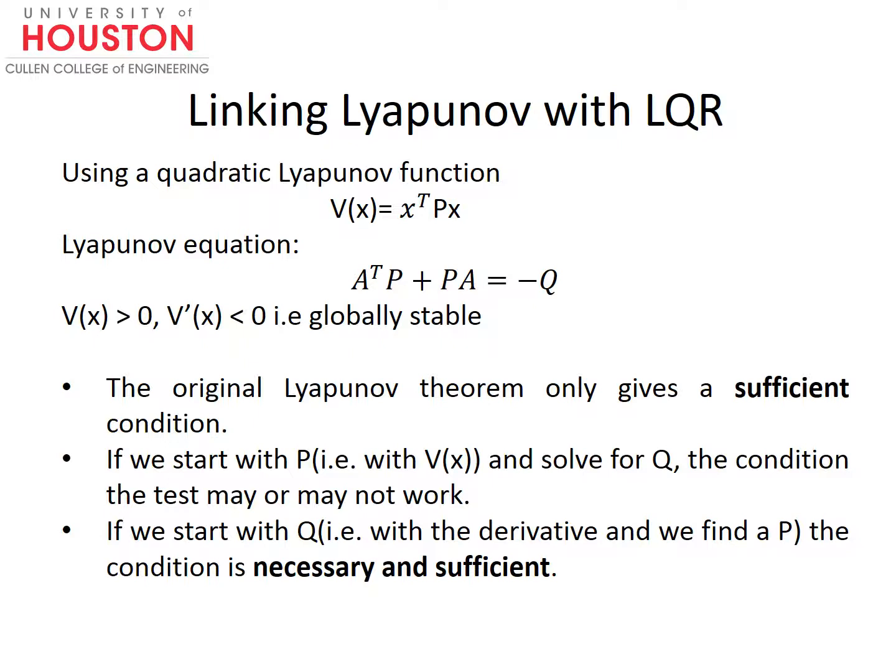For the Lyapunov function, if V of x is greater than 0 and V dot of x is less than 0, that is when the system is considered to be globally stable. The original Lyapunov theorem only gives a sufficient condition. That is, if we start with P and solve for Q, the condition of the test may or may not work, while if we start with Q and derive P, the condition is necessary and sufficient.